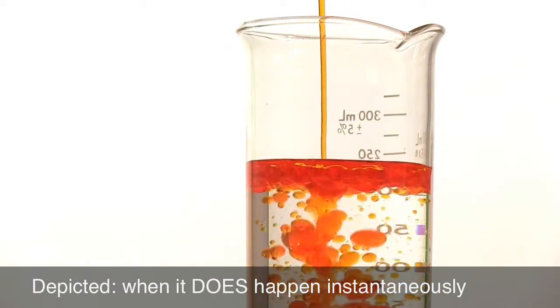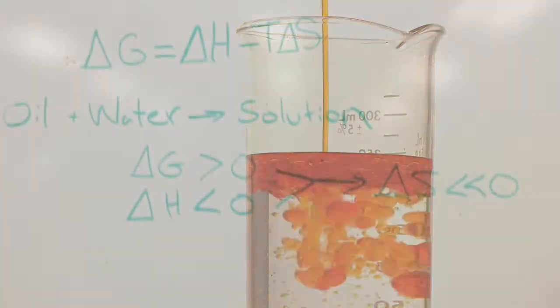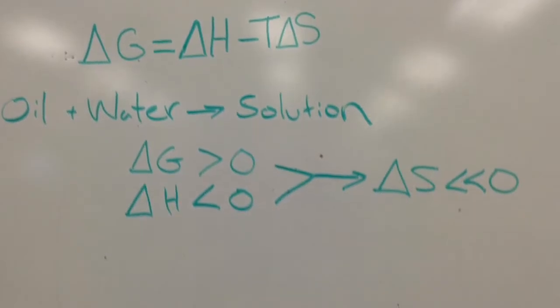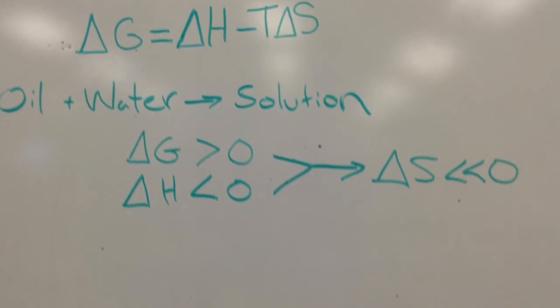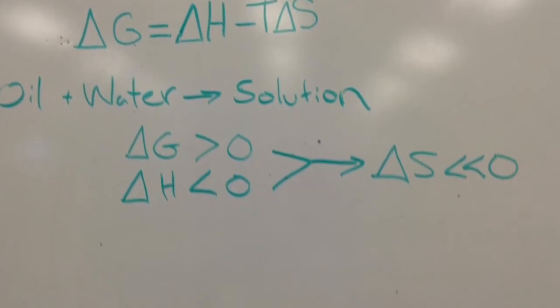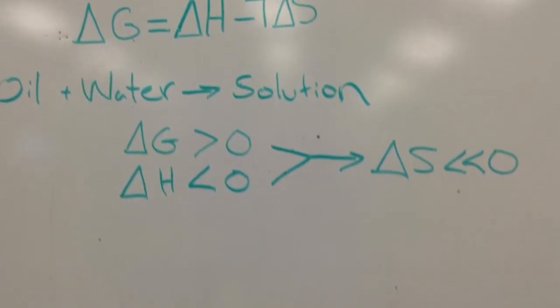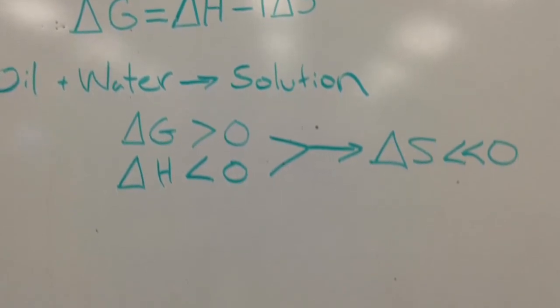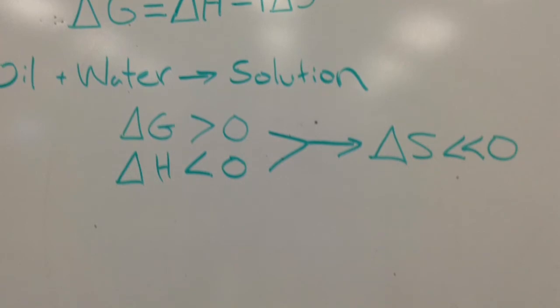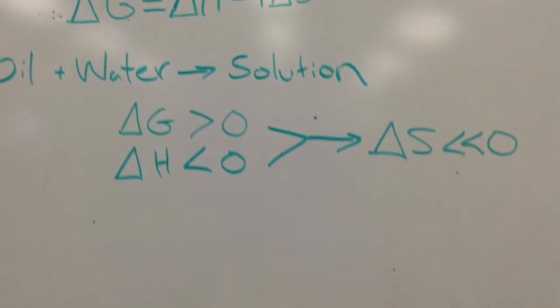When you mix a hydrophobic material, such as oil or another hydrocarbon, with water, it doesn't happen instantaneously, as opposed to when you drop a bit of salt in water, when it does. This non-spontaneity means that delta G is positive. Also, this mixing happens to be slightly exothermic, so delta H is negative. Using both of these inequalities and our equation, we can deduce that delta S is then significantly less than zero.